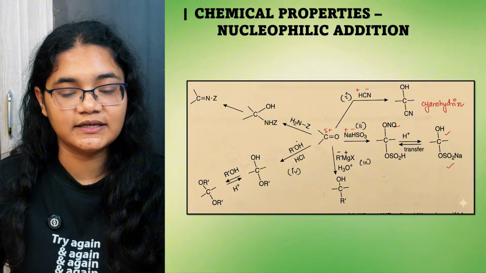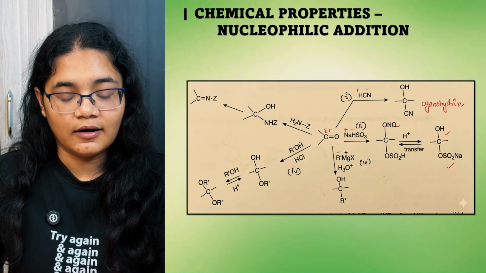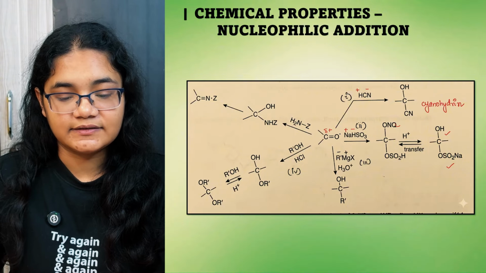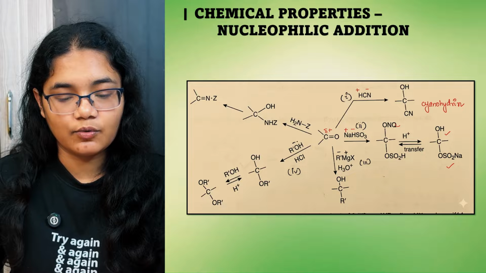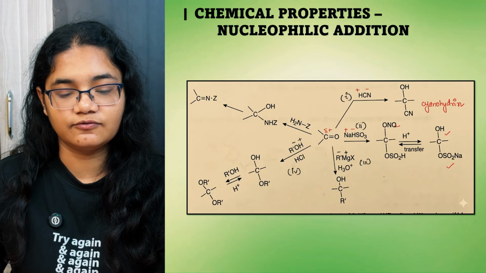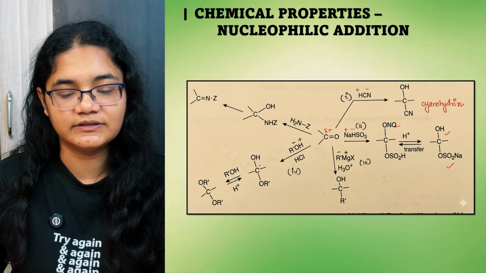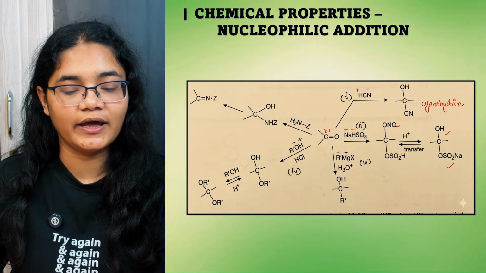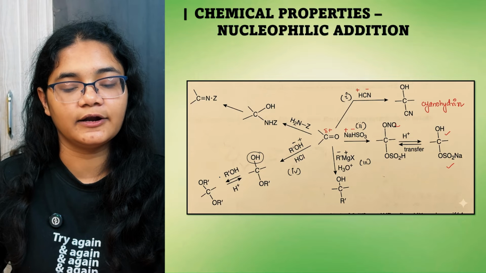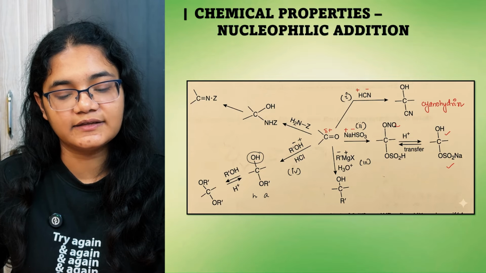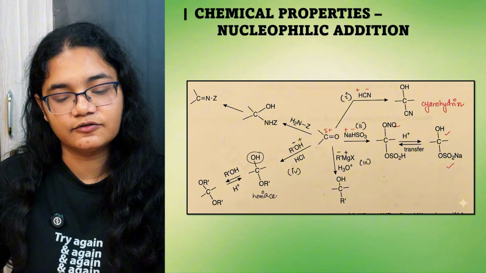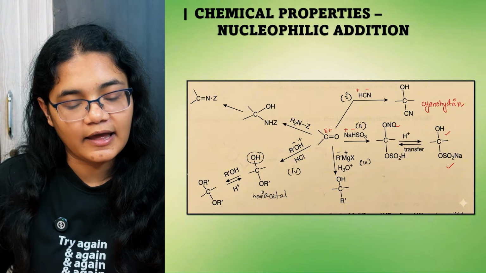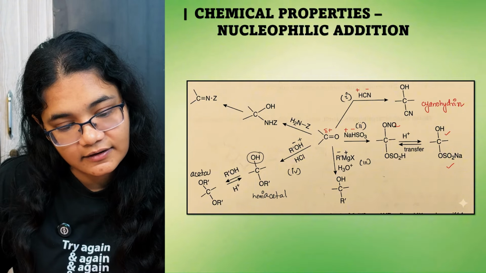Next, the fourth one is the addition of alcohol. Here you can see this is RO minus and this is H plus. First of all, the O minus will attack on C. So you will get OR' and OH. Again, when you treat it with R'OH, this OH also gets converted to OR'. This structure is called hemiacetal and this structure is called acetal.